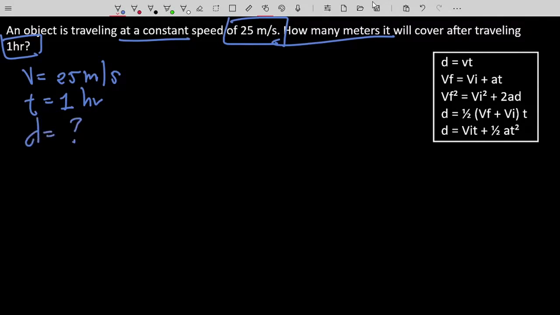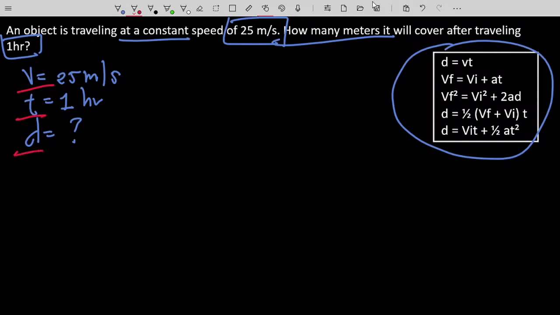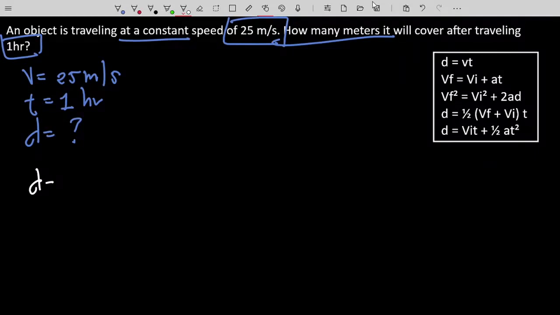So what formula should we use? Now from the formulas right here, which of these formulas are we going to use? So whenever we have to choose a certain formula, you should keep in mind that you are going to find the velocity, time, and displacement. So which of these formulas have your velocity, your time, and your displacement? So we should know that this is the formula we are going to use. So again, displacement is equal to velocity multiplied by time.